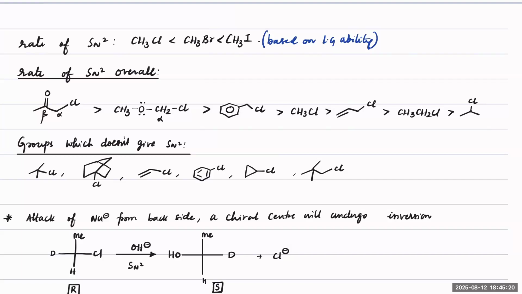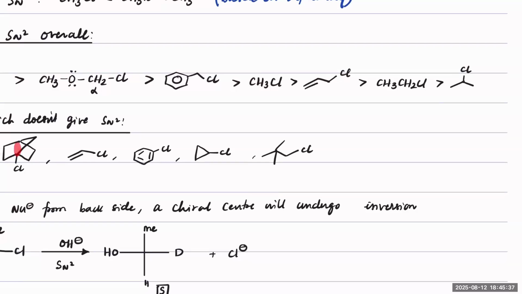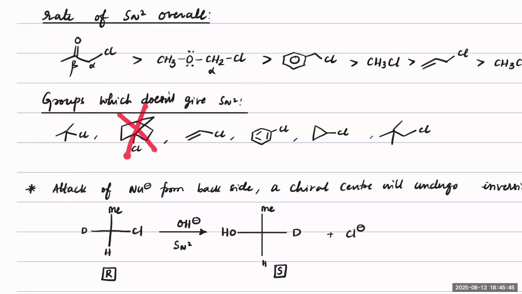So can you see that sigma star is there within the hood only, inside the hood? I got it, correct. So this is where the sigma star will be, and that is inside the hood now. And attacking that position becomes difficult for a nucleophile. That's why any kind of bridge compounds will never give SN2.